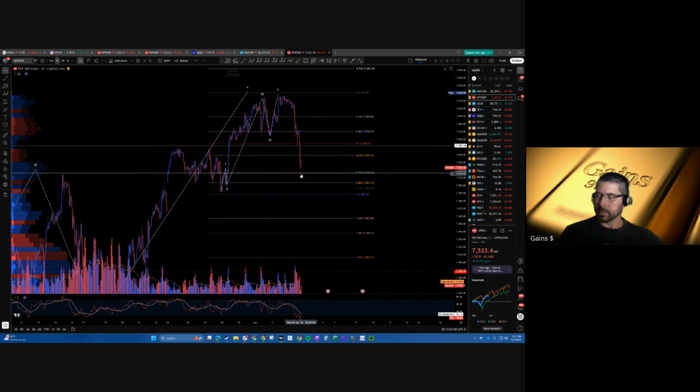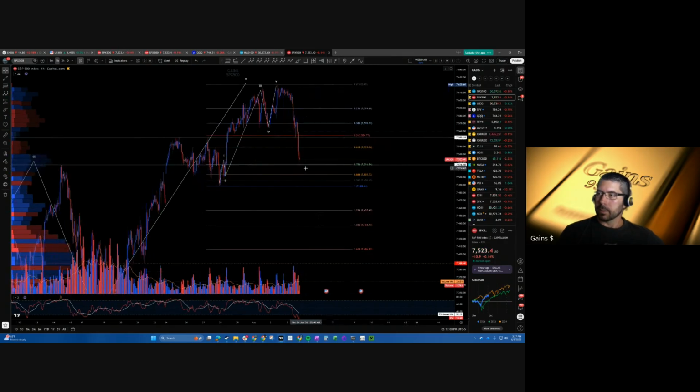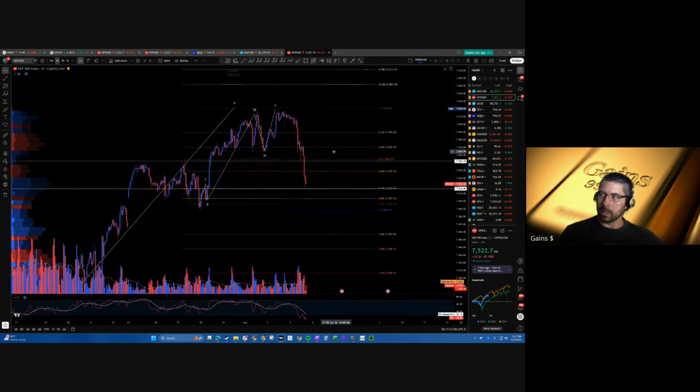But now it looks like we could start to see a series of ABC-like corrective patterns, like what I was talking about before. Typically, when you see the first day of a pullback start to test these major levels, you can also start to see where the volume picks up with the bulls.